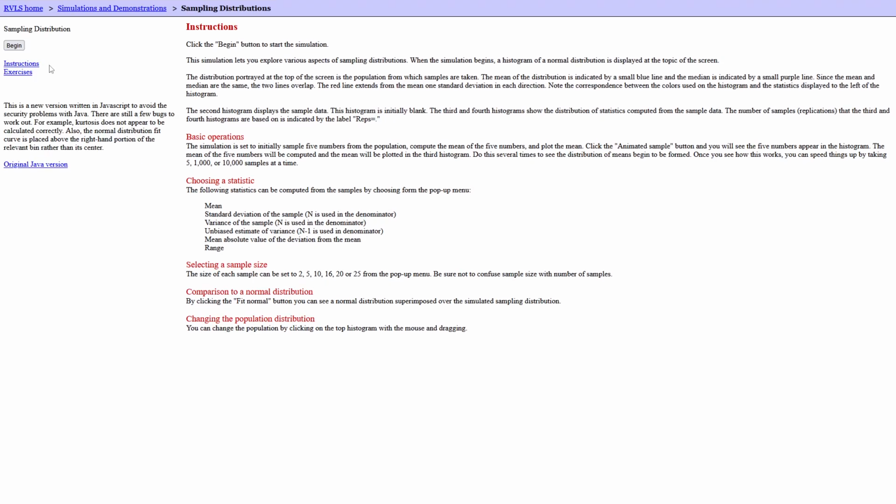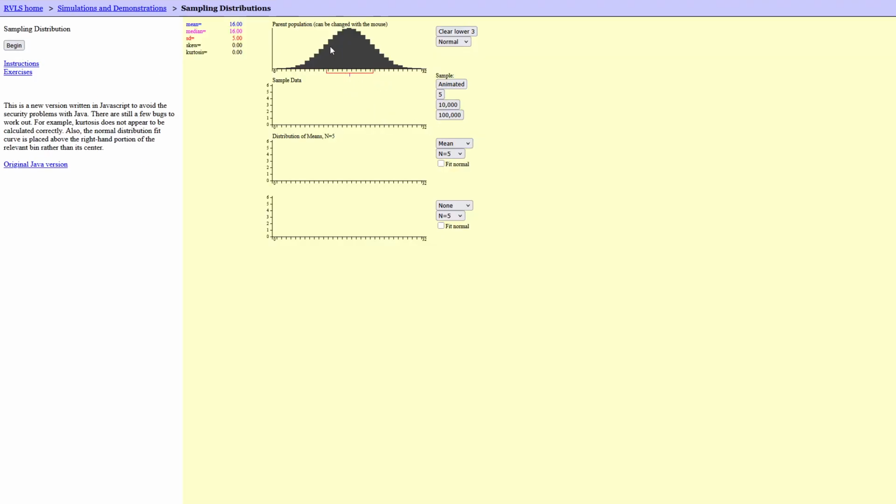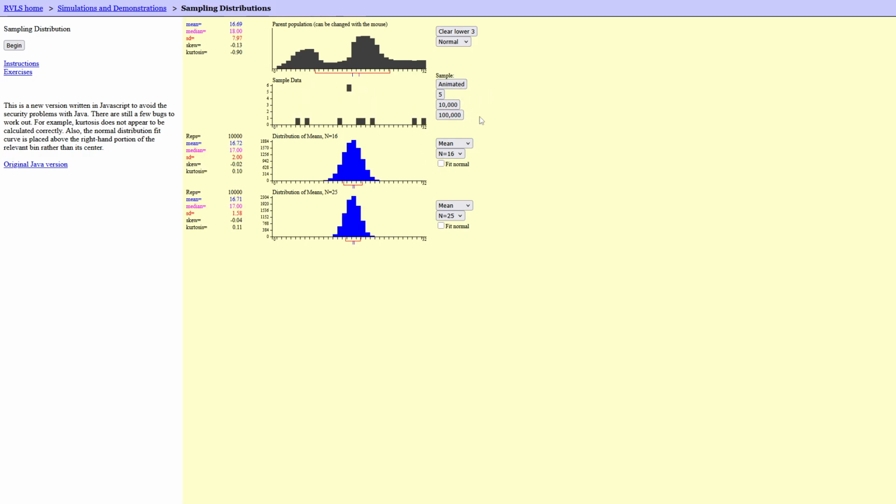Sampling distributions, okay. Begin. Let's say we have something like this. N equals 25. And then if we do 10,000, maybe mean as well. And we do that 10,000 times. And then, how do I stop that? That's fine, okay.